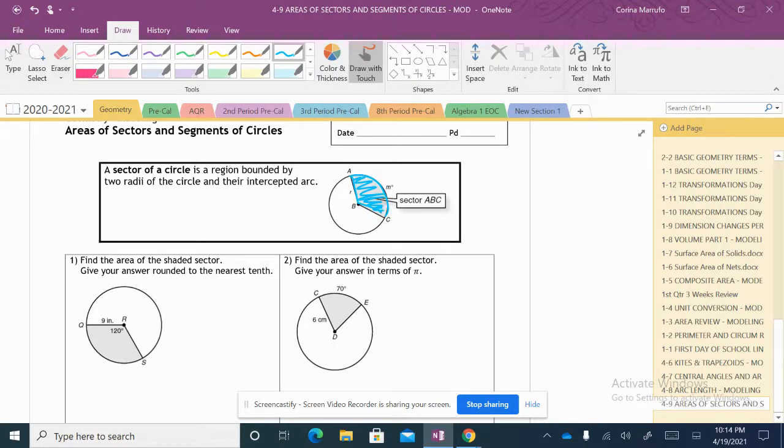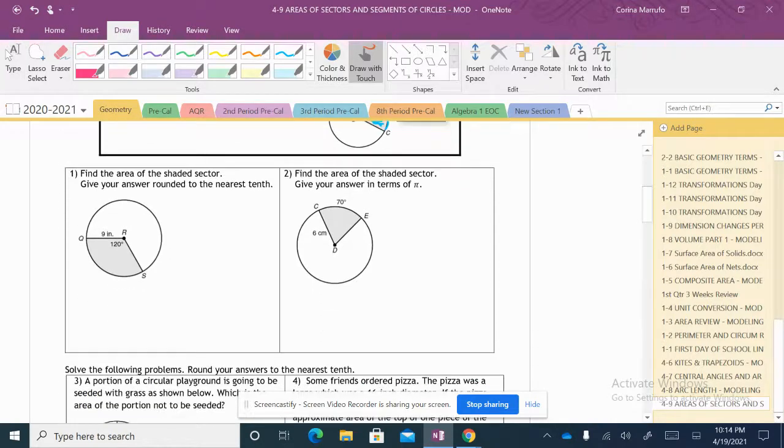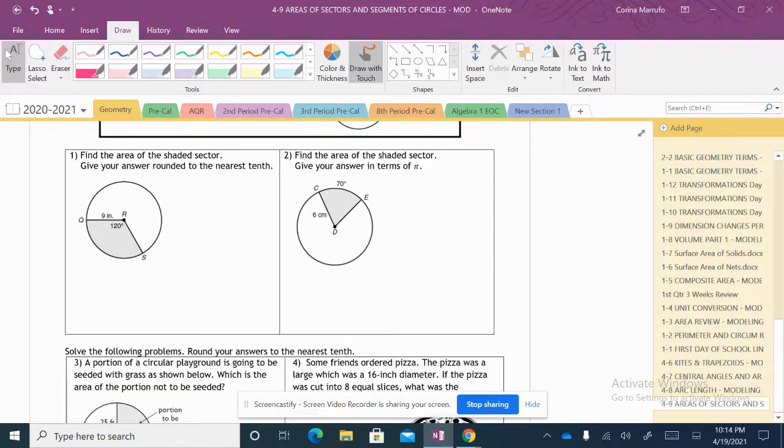We are going to do proportions just like we did before. The only thing is that we are finding area as well. Here it says, find the area of the shaded sector. Give your answer rounded to the nearest tenth. This is 120 degrees. A full circle is 360.